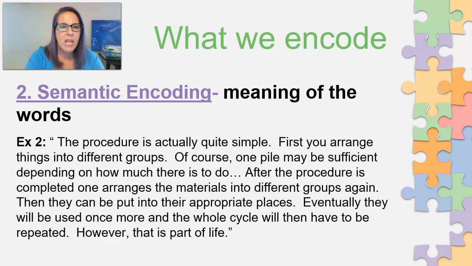So for example, the procedure is actually quite simple. First, you arrange things into different groups. Of course, one pile may be sufficient depending on how much there is to do. After the procedure is completed, one arranges the materials into different groups again. Then they can be put into their appropriate places. Eventually, they will be used once more, and the whole cycle will then have to be repeated. However, that is a part of life.